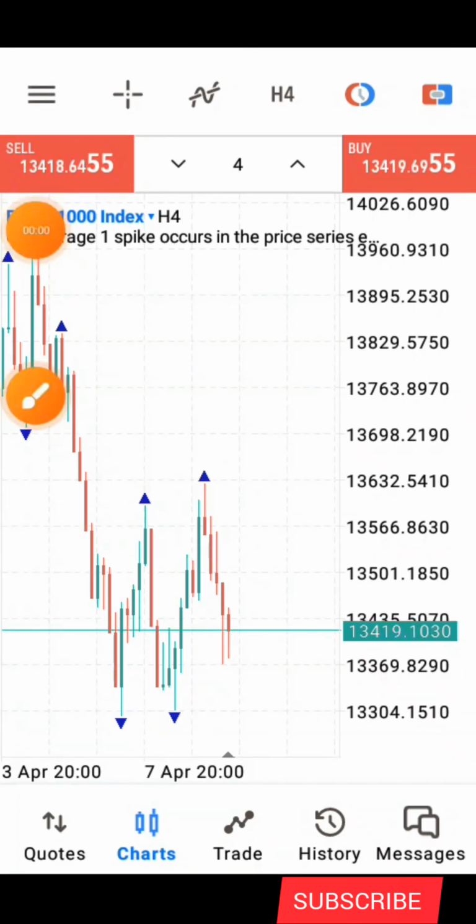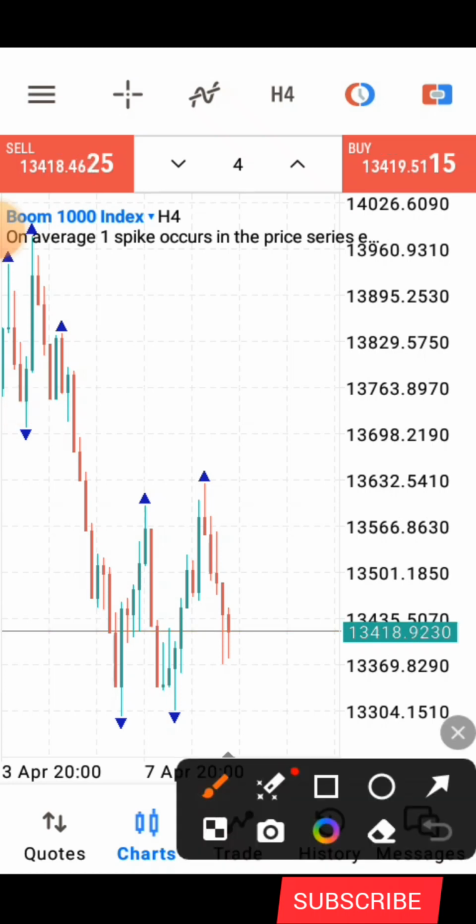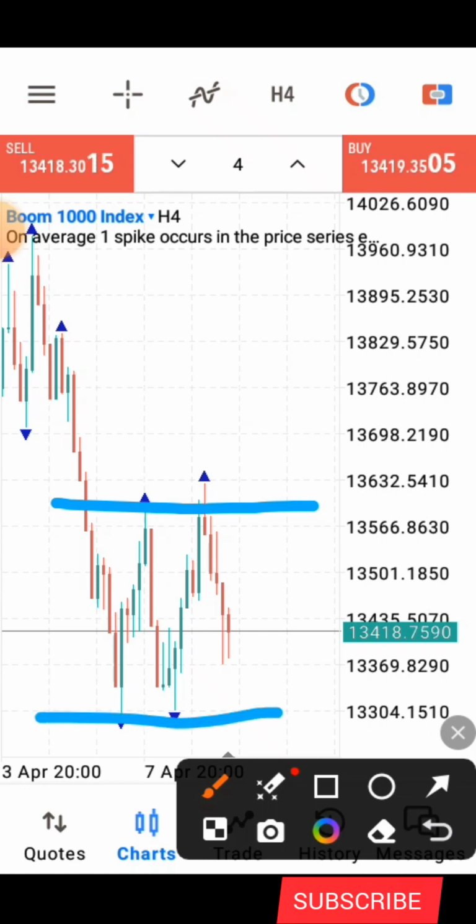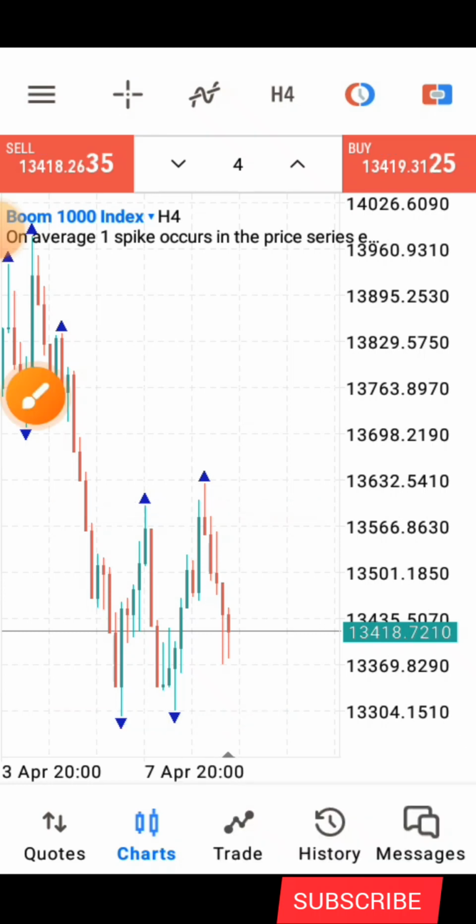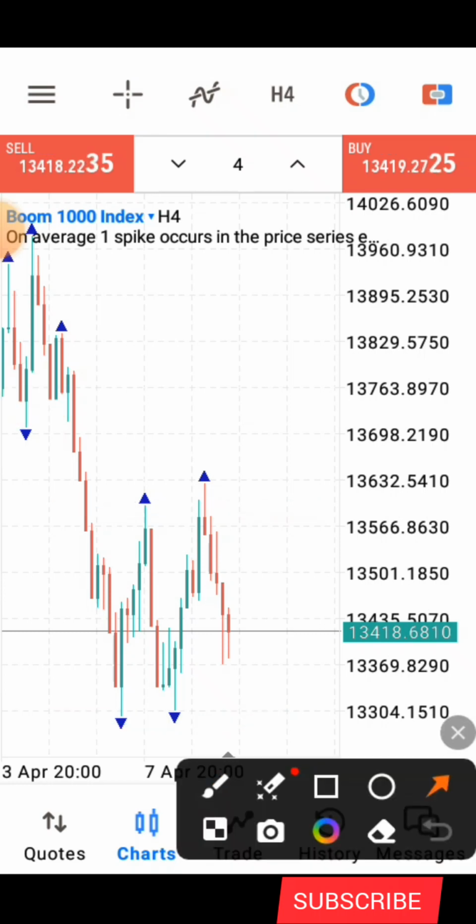Now in order to make use of this strategy, you need to mark the most recent structure of the market. From the chart right now you can see that this is the most recent structure the market made. You can see a low, a high here, and then this one right here. These are the most recent structures.